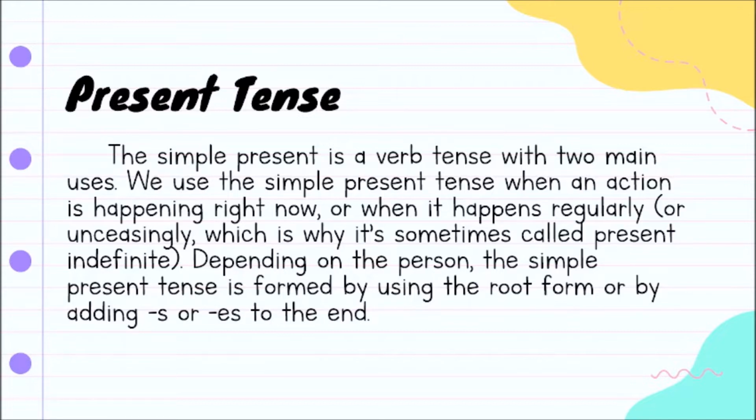Depending on the person, the simple present tense is formed by using the root form or by adding s or es to the end. Remember, we use present tense if the action is happening right now or when it happens regularly.